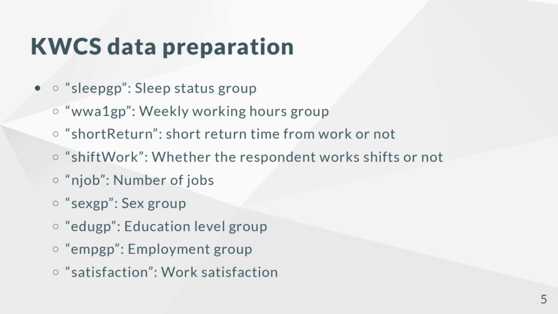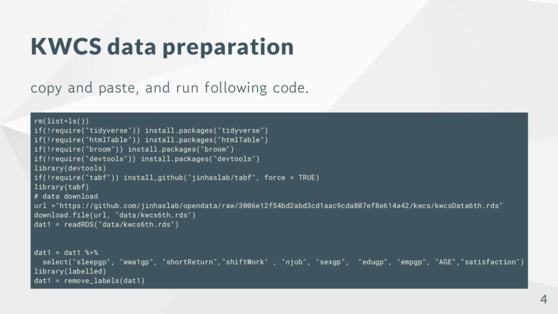Shift Work, whether the respondent works shifts or not, NJob, number of jobs, Sex GP, Sex Group, EDU GP, Education Level Group, EMP GP, Employment Group, AGE, Age, Satisfaction, Work Satisfaction. After the data frame has been filtered, only the specified columns will remain, and all other columns will be dropped. This can be useful for simplifying your dataset and focusing your analysis on specific variables.